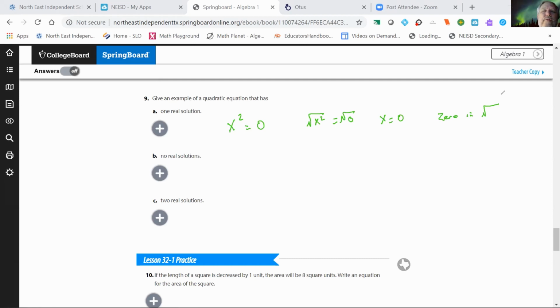No real solutions is going to be something where we end up with a negative number. So we have x squared is equal to negative 5, for example. So what ends up happening is when we take the square root of both sides, we end up with x is equal to the square root of some negative number. Well, we don't know how to do that. Okay, so it's going to be a negative inside the radical.